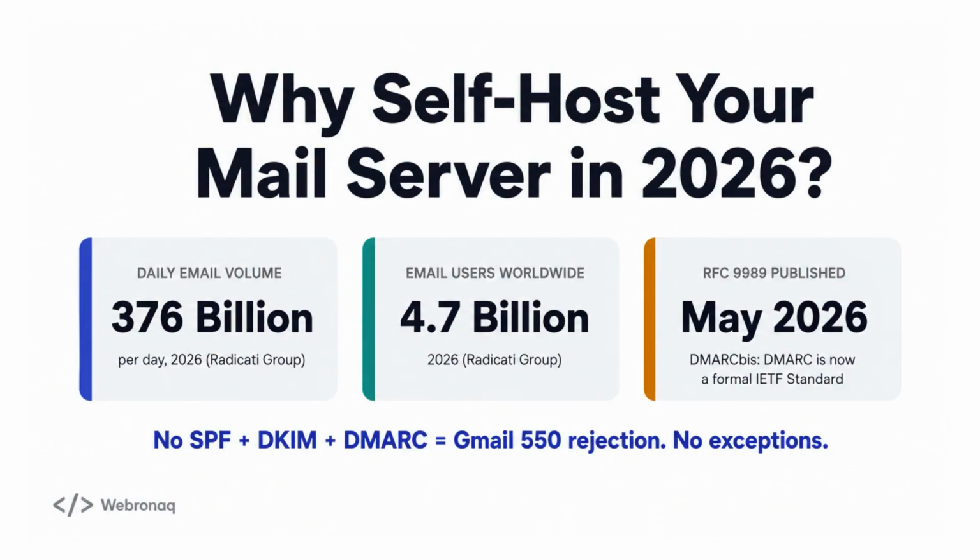In May 2026, the IETF published RFC 9989, the new DMARCbis standard, formally elevating DMARC from an informal document to a proper internet standard. And Gmail and Microsoft are now issuing permanent 550-level SMTP rejections for any mail server that fails authentication. That means a self-hosted server with missing or broken DNS records gets blocked outright, not routed to spam. In this video, we are going to build a production-ready Linux mail server using Postfix and Dovecot that passes all of those checks from day one.